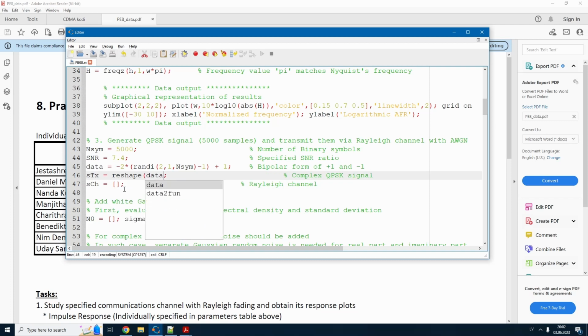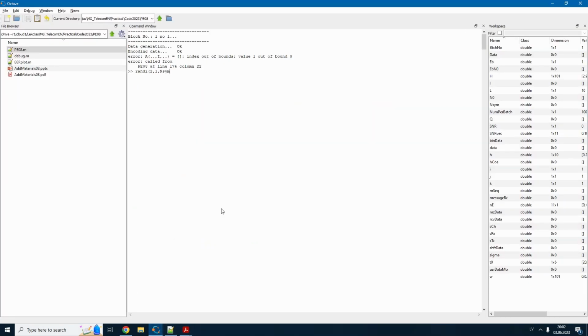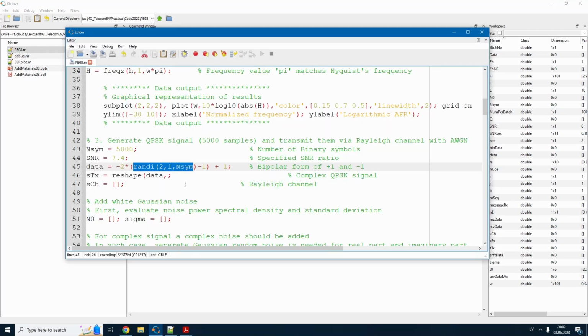So reshape data into two columns. So first, yes, I believe this is a column. No, wait a minute, this is a row. Well, let's check it. Run E and sim. We don't have nsim. But wait a minute, nsim. Yes, we don't have it.